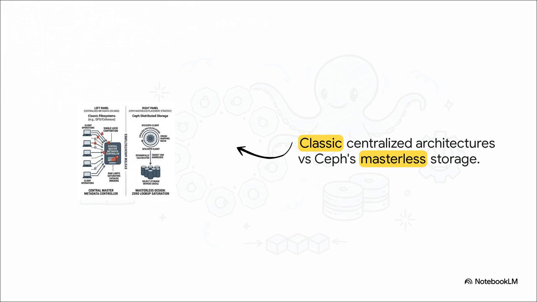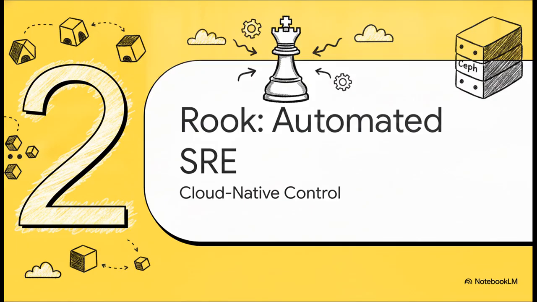Then, on the other side, we have Ceph. Ceph is the open-source gold standard for a reason. It uses a masterless design. Clients actually calculate data placement dynamically, completely sidestepping those centralized bottlenecks. But, here's the catch. Traditional deployment tools, things like Cephadm, they just kind of fall apart in the dynamic, declarative world of Kubernetes. And that perfectly tees up Section 2, Rook, your automated SRE and cloud-native control.